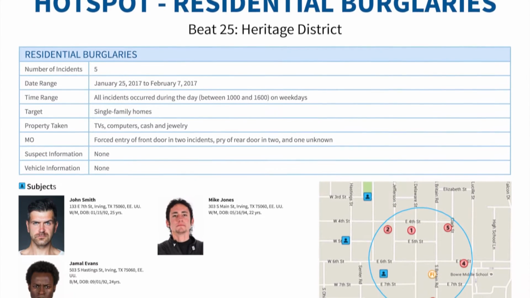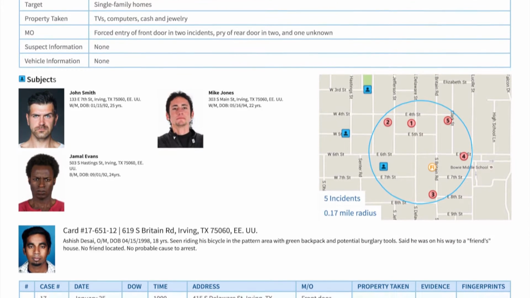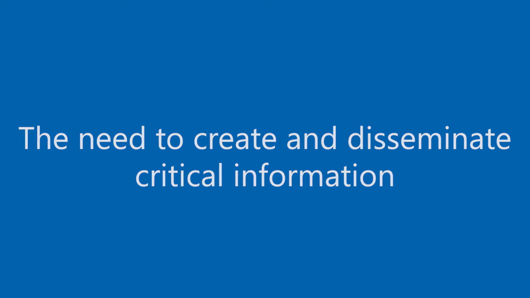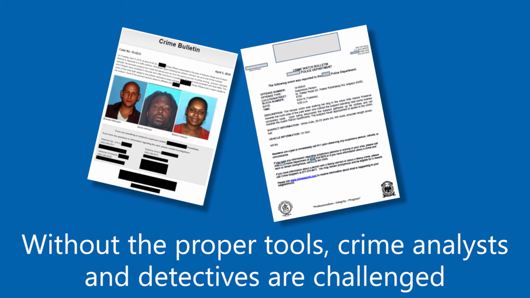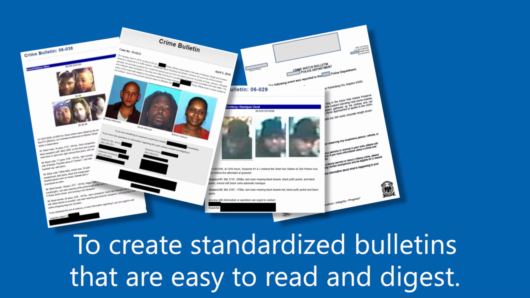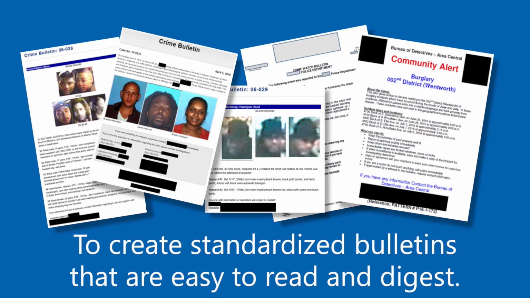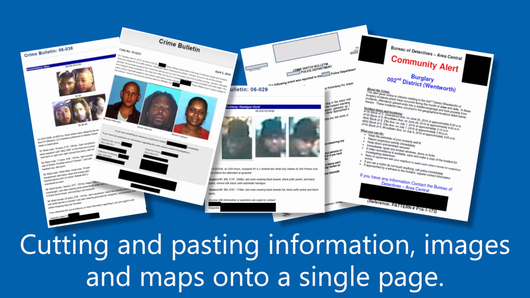There are many aspects to maximizing today's proactive policing strategies, but they all start with the need to create and disseminate critical information for patrol to quickly consume and take action on. Without the proper tools, crime analysts and detectives are challenged to create standardized bulletins that are easy to read and digest because they are cutting and pasting the ever-changing size of information, images, and maps onto a single page.